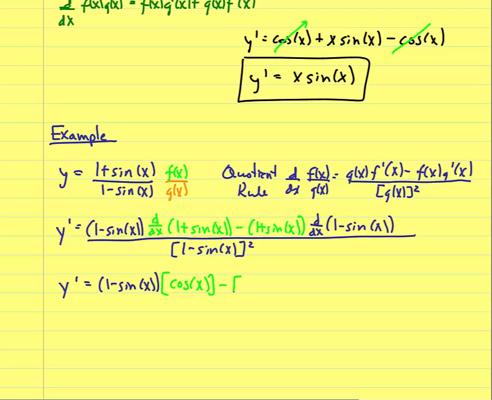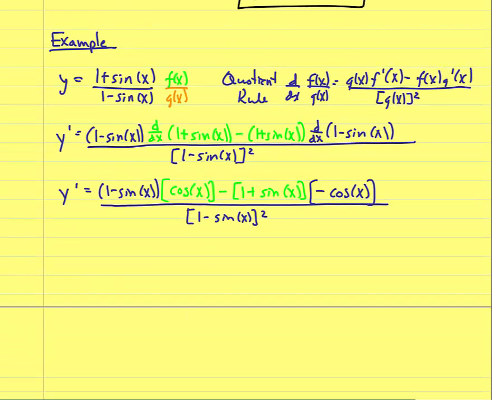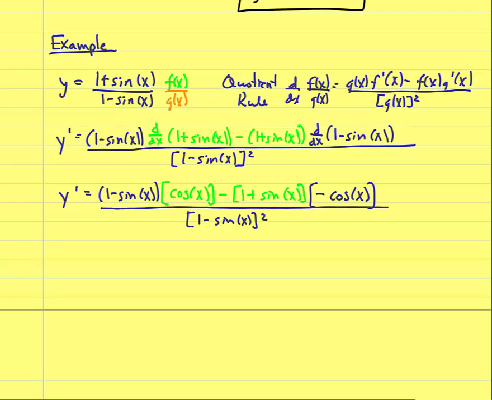So for my next piece, I just copy down that 1 plus sine of x. Now the derivative of 1 minus sine of x, the derivative of 1 is 0. The derivative of sine is cosine. And there was a negative sign out front to begin with, so I need to leave that simplified. And this is all over 1 minus sine of x, quantity squared. Now this is my derivative. It's not in a form that's easy to work with, however. So we want to be able to simplify this if possible. Let's see if it will simplify at all.